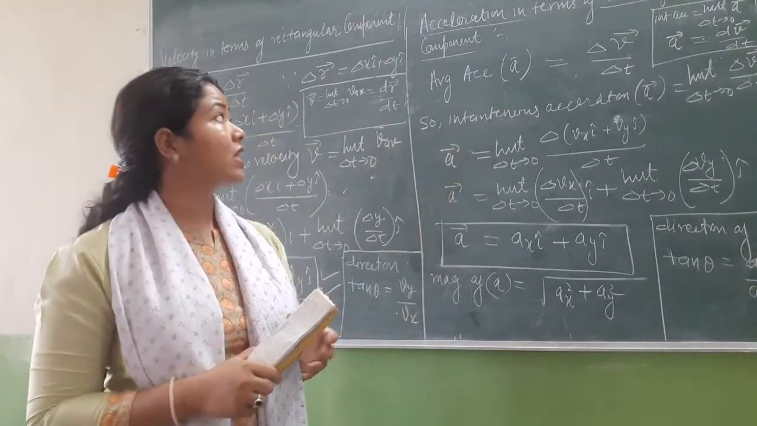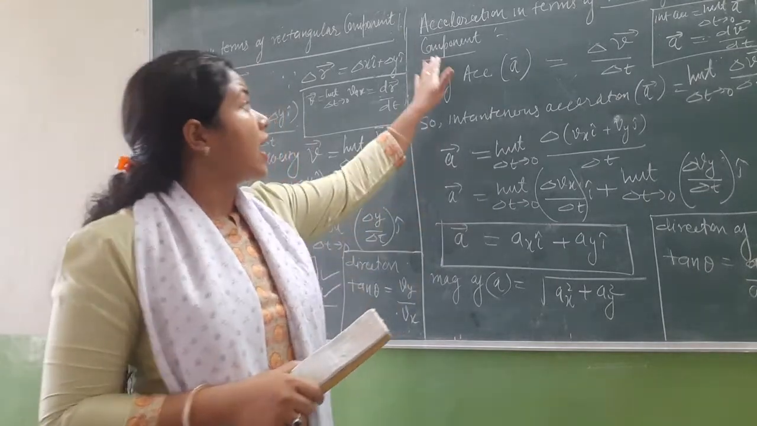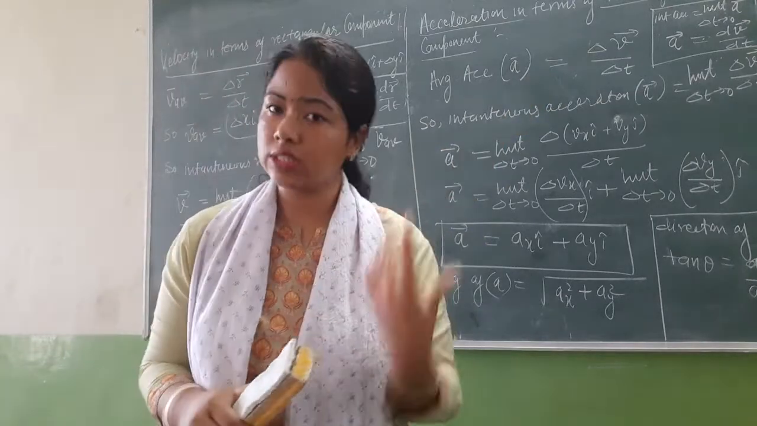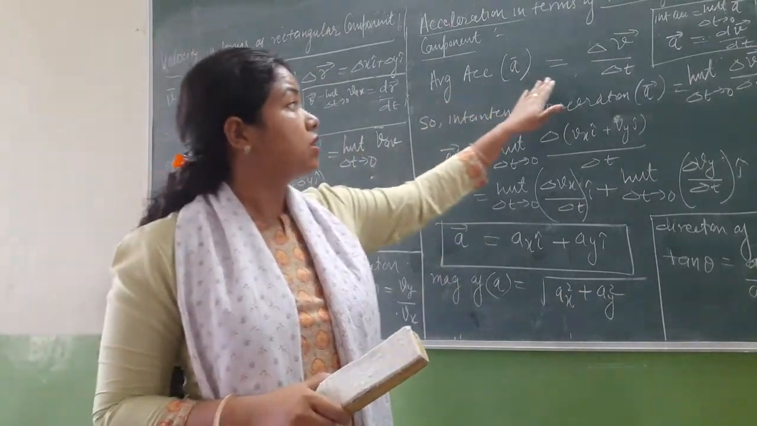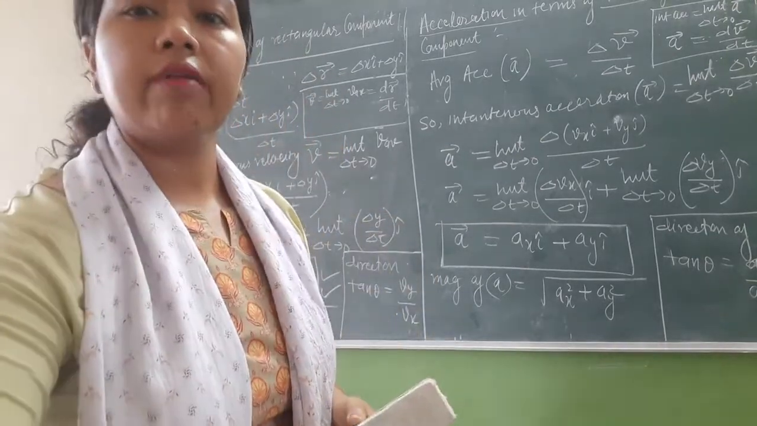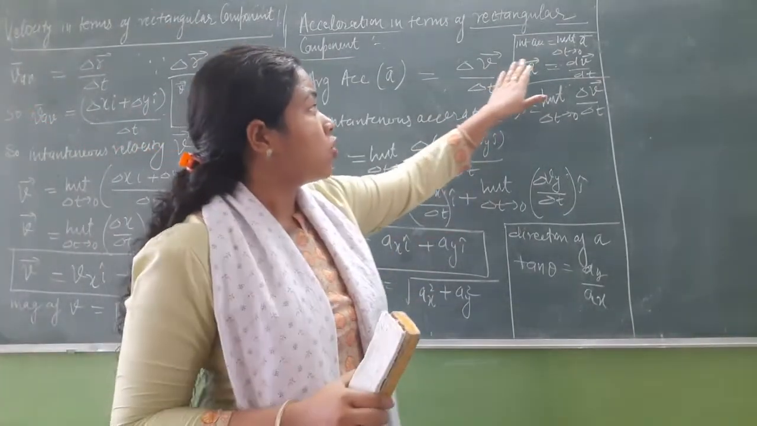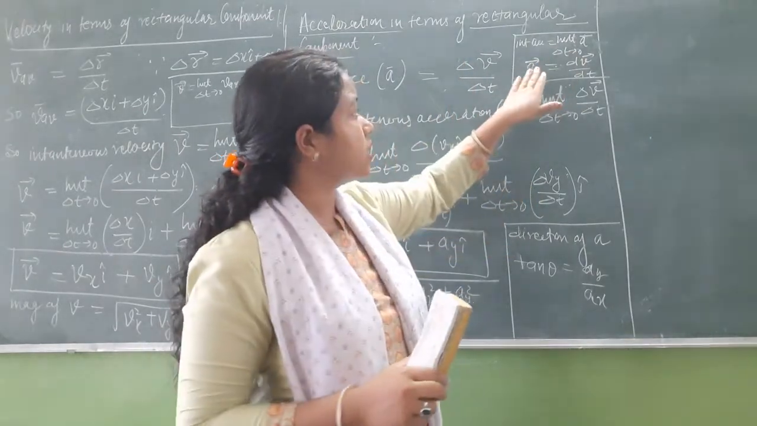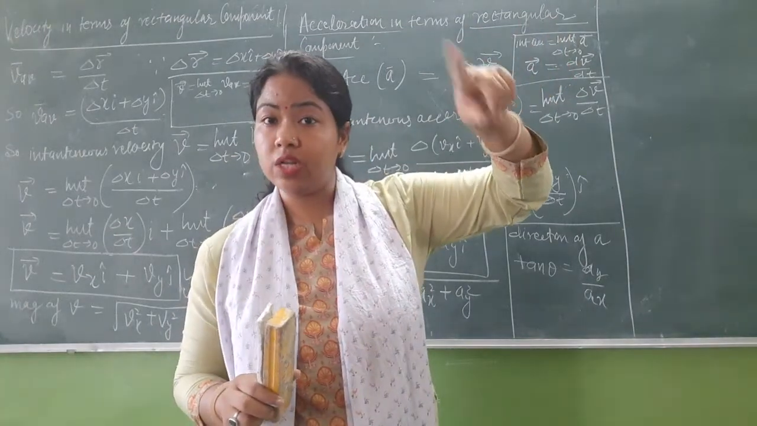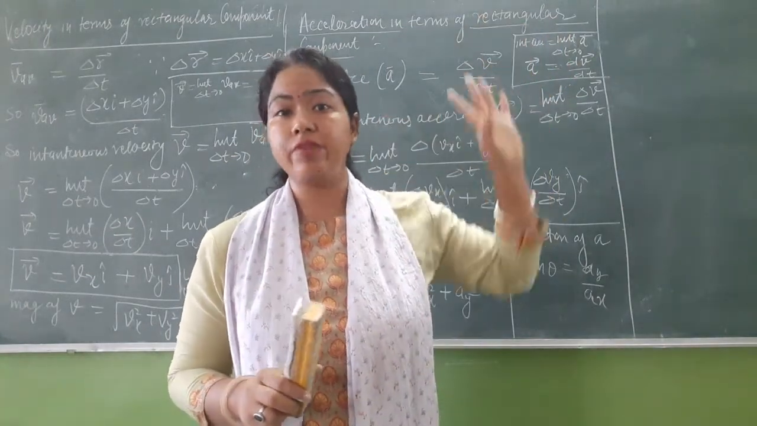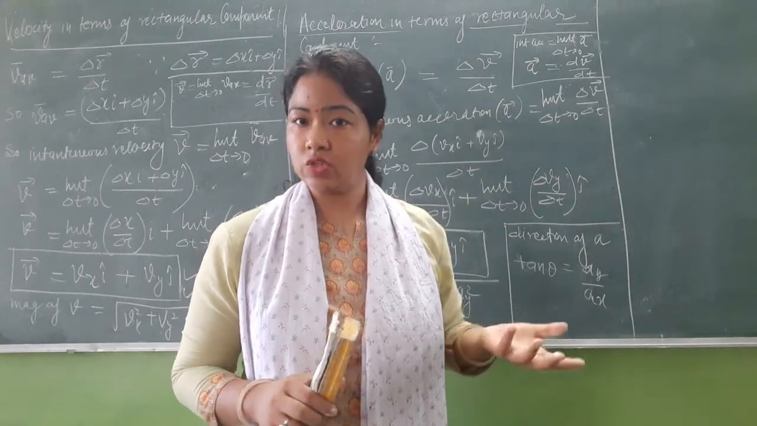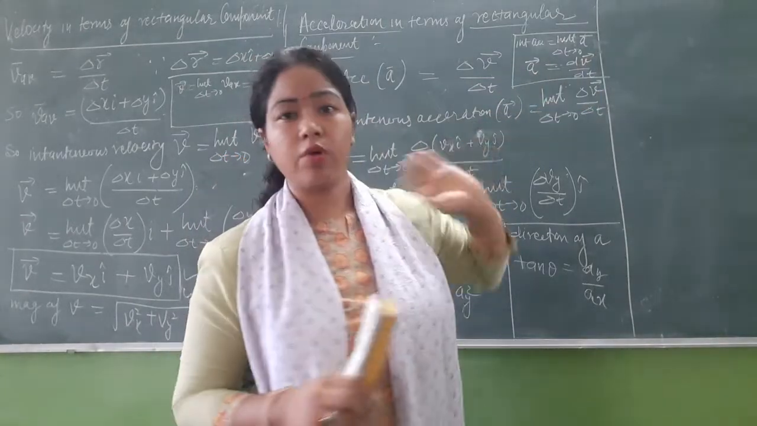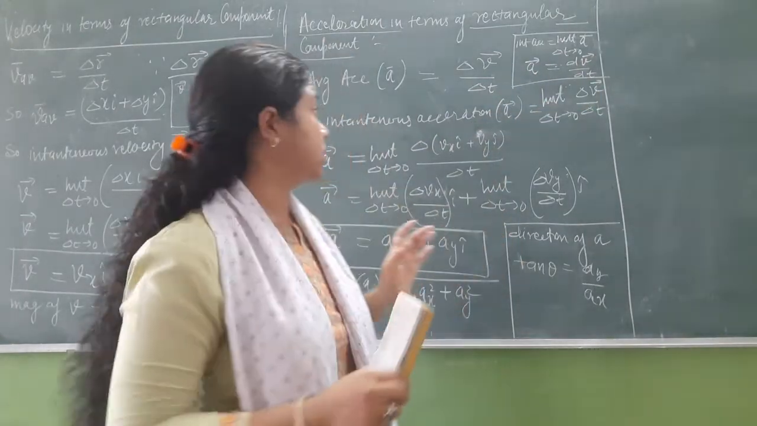Now similarly we have the rectangular components of acceleration also. Average acceleration will be equal to delta v upon delta t. If we want to convert it into the instantaneous value, we take the limiting value of the average value, which we did in the very first part when we discussed instantaneous acceleration and instantaneous velocity. So a will be equal to dv upon dt.